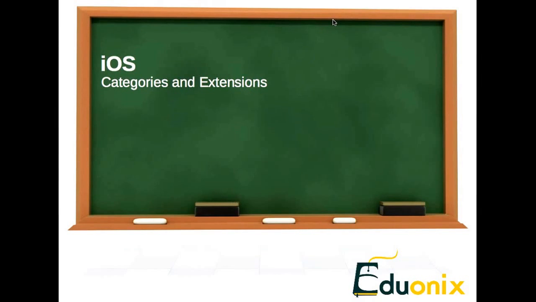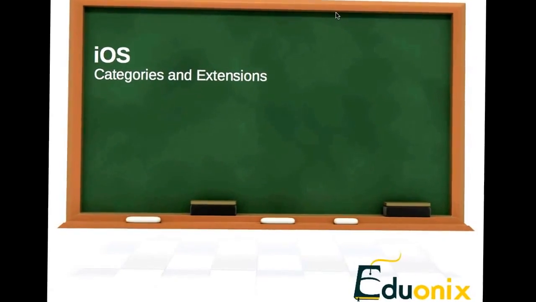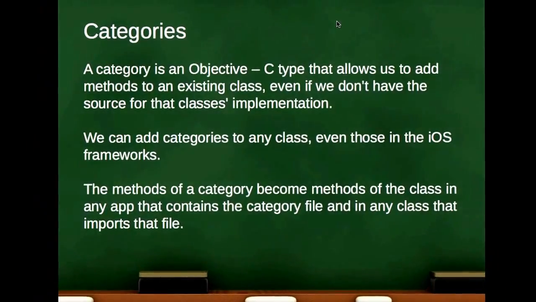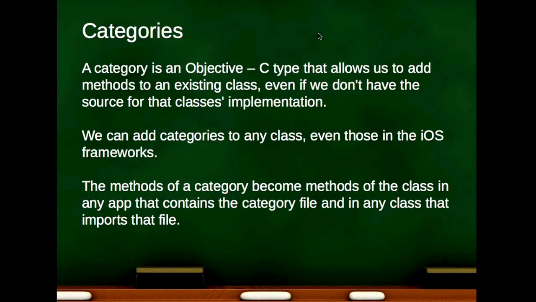Hi, today we're going to talk about two Objective-C constructs, and these are called categories and extensions. They do similar things, but they're different in ideas. So let's get started. A category is a C type, an Objective-C type. It's kind of like a class, but it contains only methods.